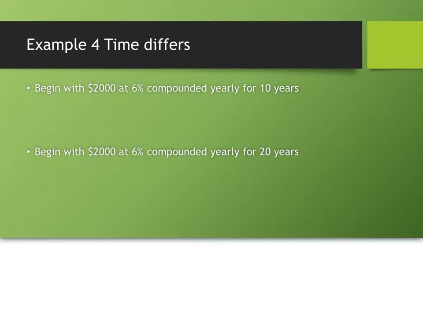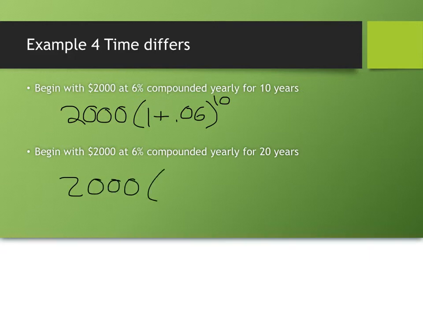So hopefully you've done that. Let's do these setups. 2000. All right, 6% interest compounded yearly. 1 plus 0.06, I divide by 1. I don't really need to push the divide by 1. For 10 years. 2,000, 6% interest, compounded yearly, for 20 years. So we'd plug that into our calculator.